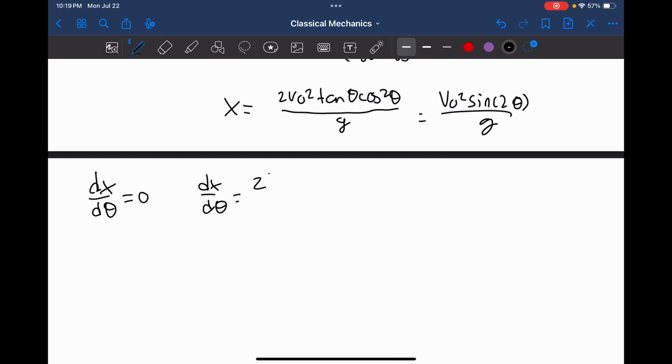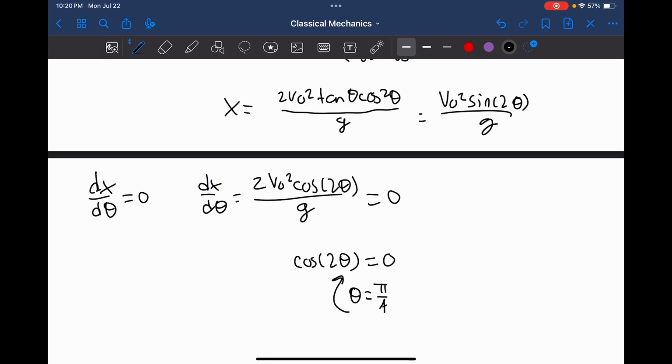By chain rule, it's going to be 2 v naught squared cosine of 2 theta divided by g. And we need to find when this equals 0. Well, 2 v naught squared over g is a constant, so really we're just solving for cosine of 2 theta equal to 0. Between pi and minus pi, this is true when theta is equal to pi over 4. So we see that if we launch our particle at an angle of pi over 4, then it will travel the furthest. You probably learned this in intro physics.